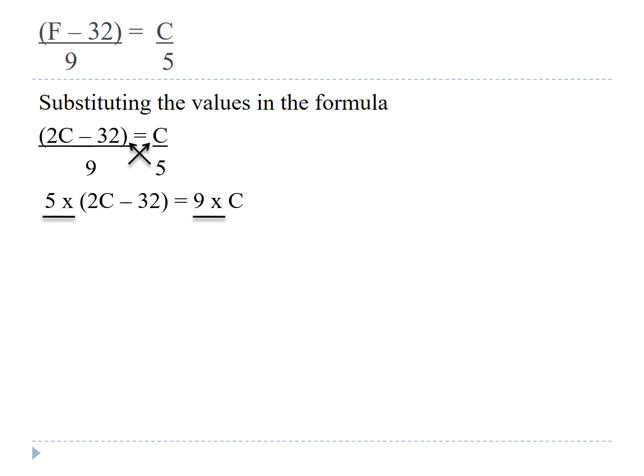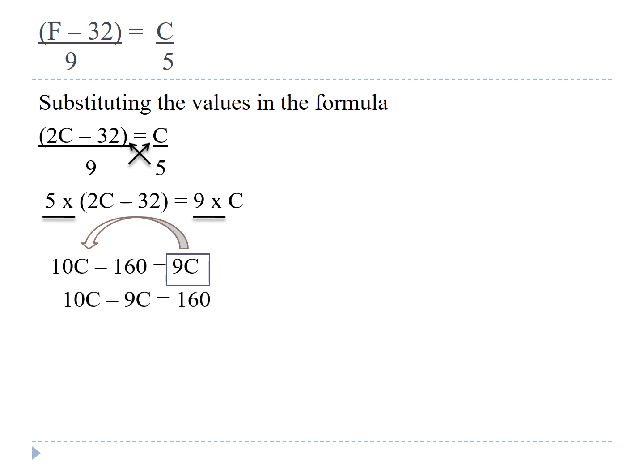So here we have multiplication, so we will multiply. 5 2s are 10, so 10C minus 5 into 32, that is 160, is equal to 9 into C, 9C. Okay, now what is the next step? This 9C which you have, you take it onto the left hand side, and that 160 will come on the right hand side. So the number which has the variable comes onto the left and the number without the variable goes to the right. So 10C minus 9C is equal to 160. 10C minus 9C is nothing but C. So C we have got is 160.